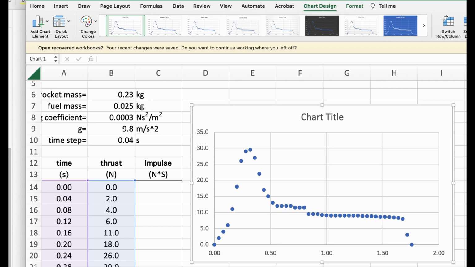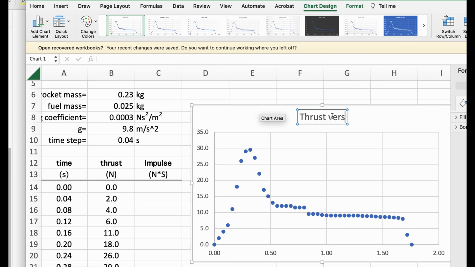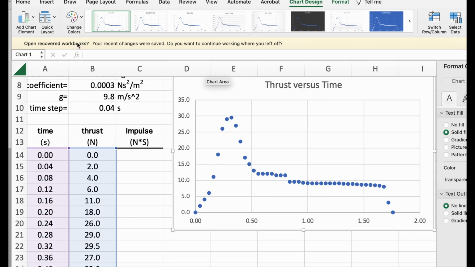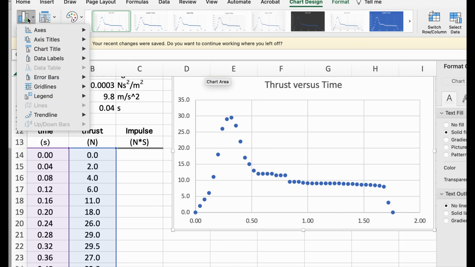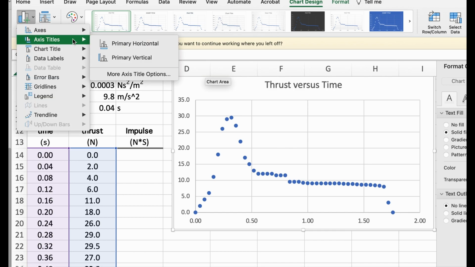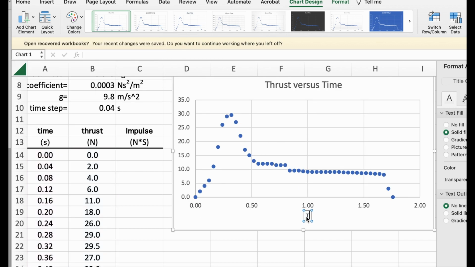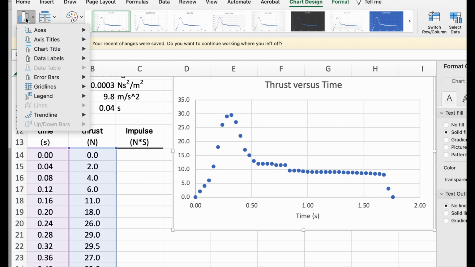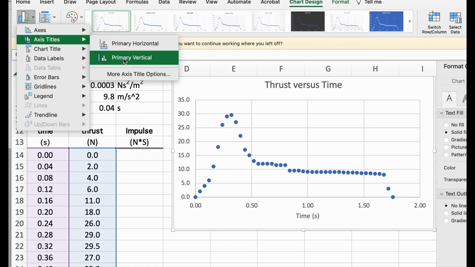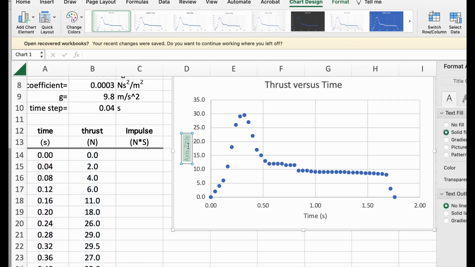So now that we have that, we could change our title, thrust versus time. There's this add chart element, axis titles. We want time in seconds for that. Then we'll do primary vertical. And let's change this to the thrust in newtons.